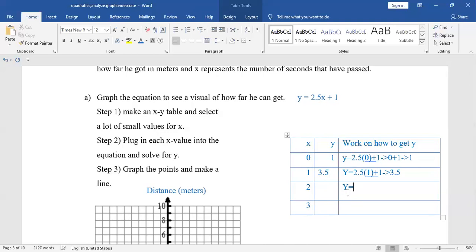So let's go ahead and plug in 2. So Y equals 2.5 times 2 plus 1. 2.5 times 2 is 5. Add 1, and my answer is 6.